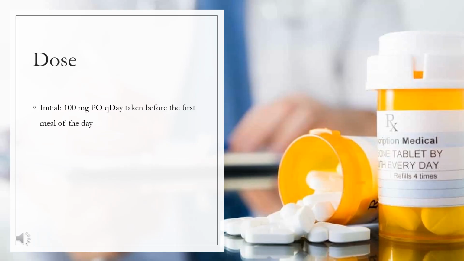Dose. Type 2 diabetes mellitus. Initial: 100 mg PO q.day taken before the first meal of the day. May increase dose to 300 mg q.day if 100 mg per day is tolerated in patients who have eGFR greater than or equal to 60 ml/min/1.73 m2 and require additional glycemic control.